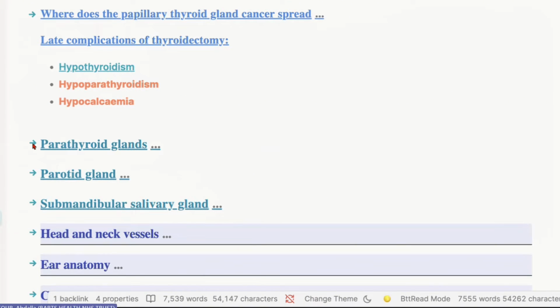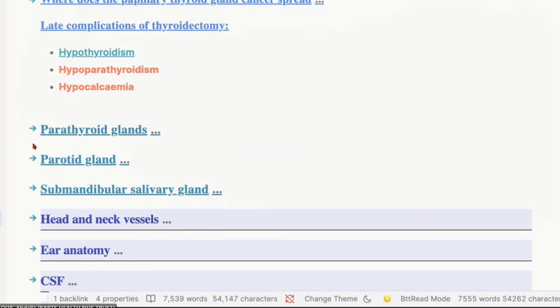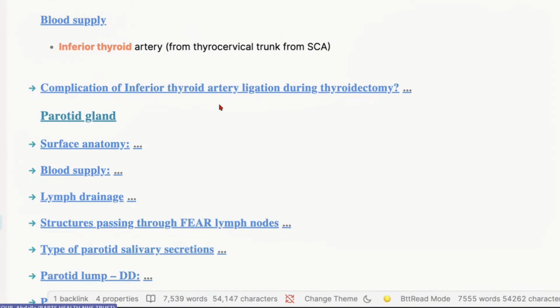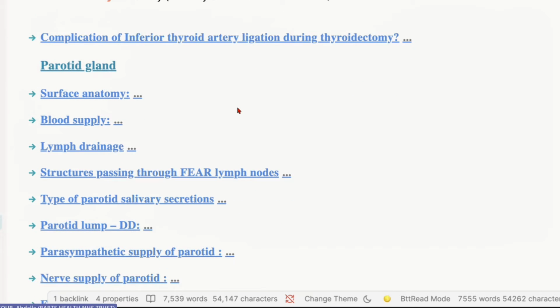How many parathyroid glands do we have? 2 superior and 2 inferior, so 4 in total. What's the blood supply of the parathyroid glands? So the blood supply of the parathyroid gland is predominantly from the inferior thyroid artery, which is from the thyrocervical trunk. Correct. In terms of parotid, blood supply of the parotid gland. The blood supply of the parotid gland would be facial artery? I'm not too sure. That's fine.